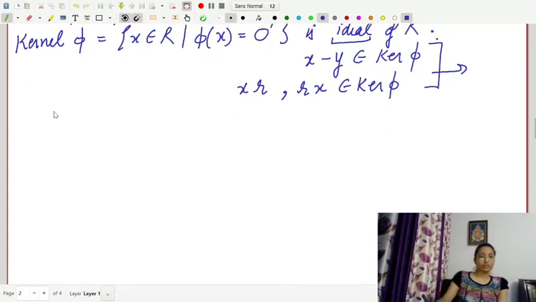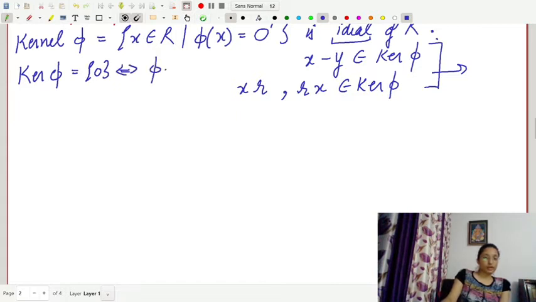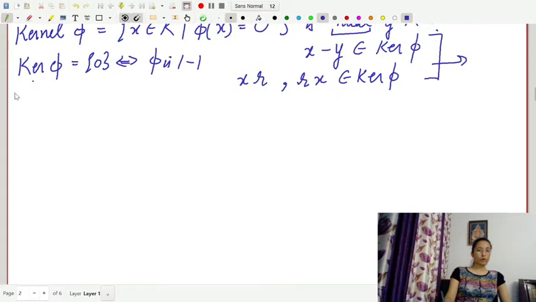Now the third property: kernel of phi is equal to 0 if and only if phi is one-one. Its proof is also quite easy. Now let's do a problem.